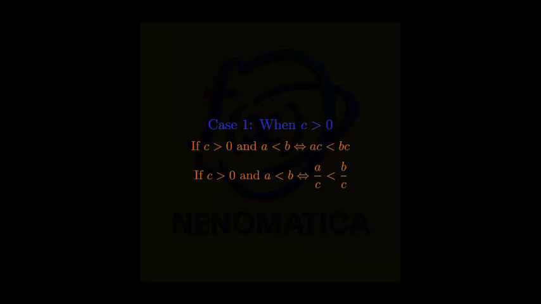In mathematical notation, if c is greater than 0 and we have a less than b, then we can say that ac is less than bc. This means multiplying both sides by c preserves the direction of the inequality. We can also say that a over c is less than b over c when c is positive, which means dividing both sides by a positive number also preserves the inequality direction.